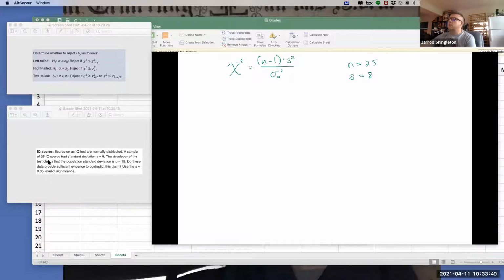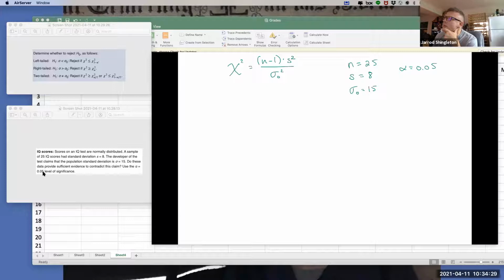The developer of this test claims that the population standard deviation, sigma, this is going to be my sigma naught, so just keep that in mind. Their claim is sigma naught is 15, the true population standard deviation. So sigma naught, notice that I changed it there, I didn't write sigma, is equal to 15. Do these data provide sufficient evidence to contradict this claim? My alpha equals 0.05 level of significance. The alpha is also very important whenever you're doing these problems. So alpha equals 0.05.